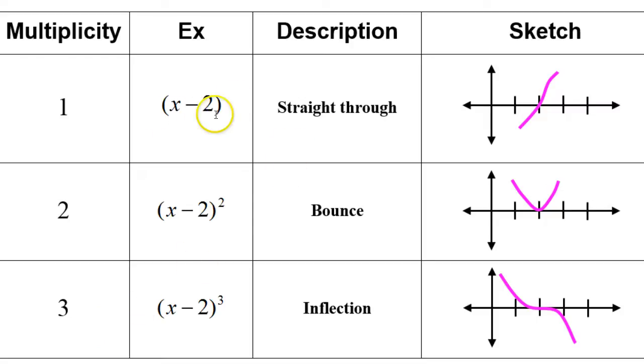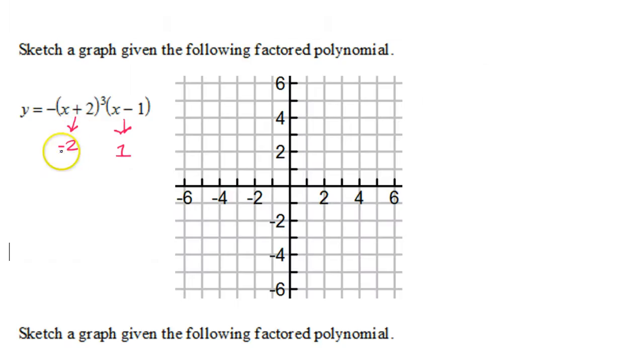When you have a single factor, the graph passes straight through that x-intercept. When the multiplicity is 2, then there is a bounce at that x-intercept. And when you have a triple factor, you have an inflection which sort of flattens out and then continues on through. So because this is a triple factor, we will have an inflection at -2. This is a single, so this one should pass straight on through.